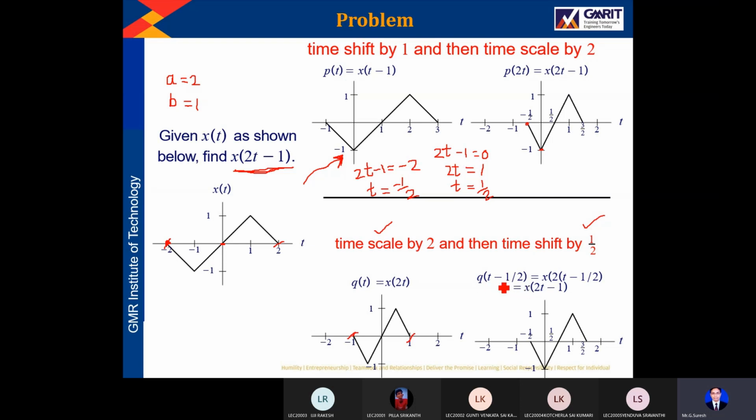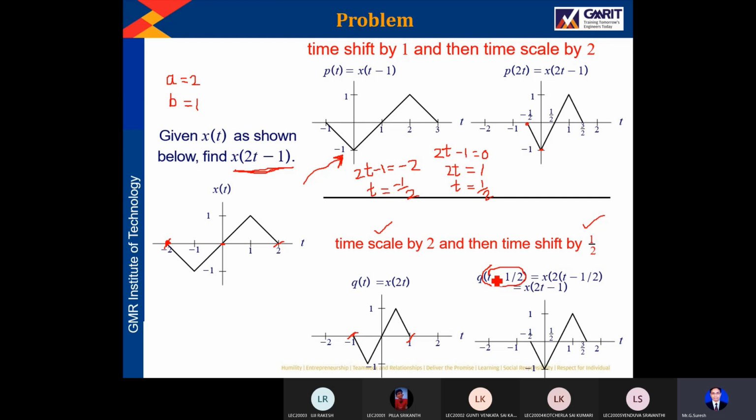If you want q of t minus 1 by 2, then you have to write what q is. Q is x of 2t. Then in x of 2t, what is t? This entire value is t. So in the place of t, you have to write t minus 1 by 2. So finally it becomes x of 2t minus 1. This is what we actually require. So this much of exercise you have to do if you want to shift the signal after scaling it.